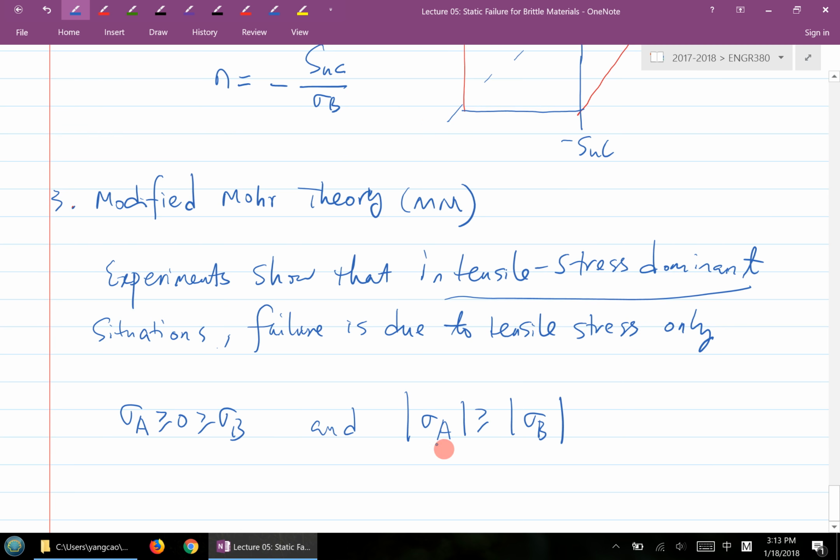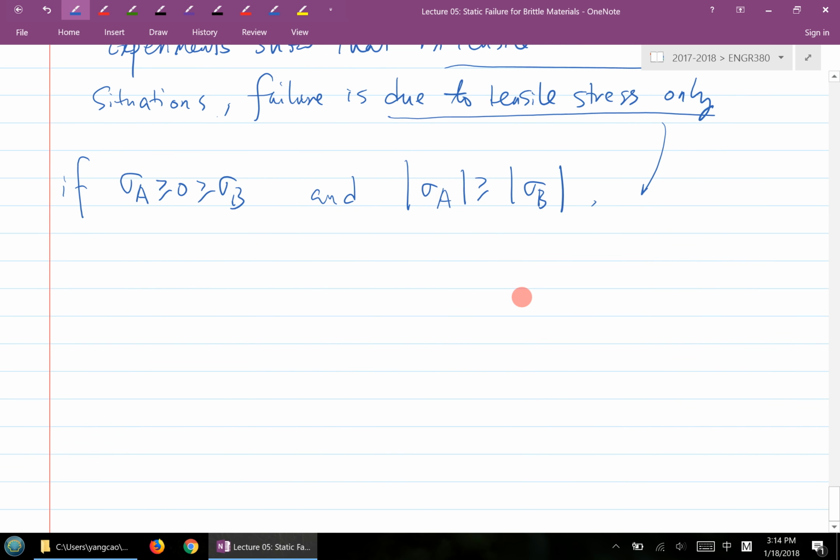So within this quadrant, sigma A could be positive and sigma B negative, but it's possible that the absolute value of sigma A is greater than the absolute value of sigma B here. That's what tensile stress dominant means. And if this is the case, then the failure is due to the tensile stress only. That's what the experiment shows us.